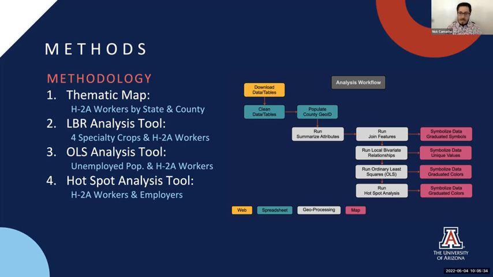The third part of my analysis was to run ordinary least squares in order to evaluate any relationships between certified H2A visas and county unemployment totals. And then the last part of my analysis was to run hotspot analysis in order to locate any hotspot areas with large concentrations of certified H2A visas in the US.